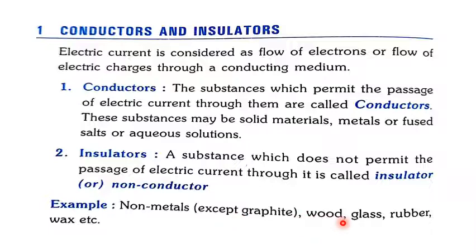We know that. This is about conductors and insulators. Conductors: the substances which permit the passage of electric current through them. These substances may be solid materials, metals, or fused salts or aqueous solutions. Insulators: a substance which does not permit the passage of electric current through it is called an insulator or non-conductor. Examples: non-metal, wood, glass, rubber, wax, etc.